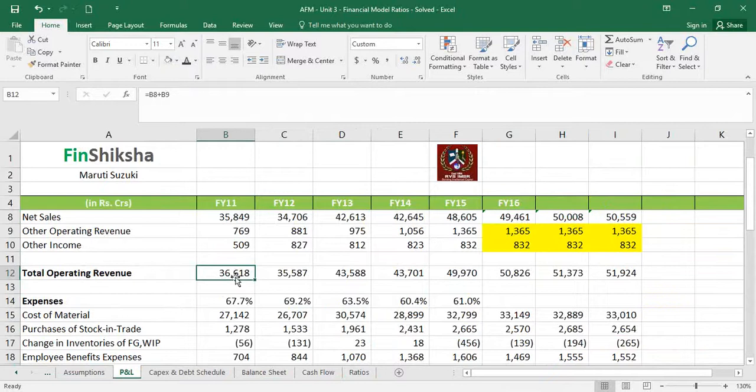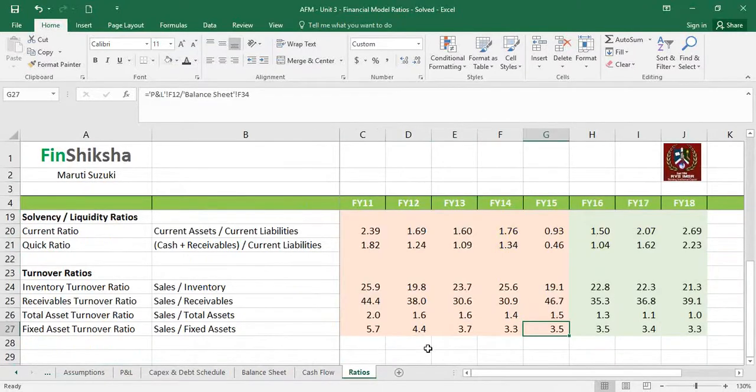Per car number has gone up. So 36,000 crore became about 50,000 crore or 49,000 crore. But the sales have increased by about 40%, but fixed asset has gone up by about 100%, right? So the company seems to be sitting on idle capacity, but not using it. That's evident from a falling fixed asset turnover ratio, right?